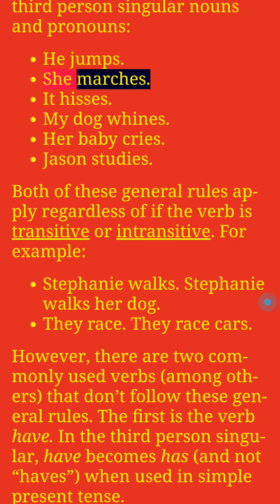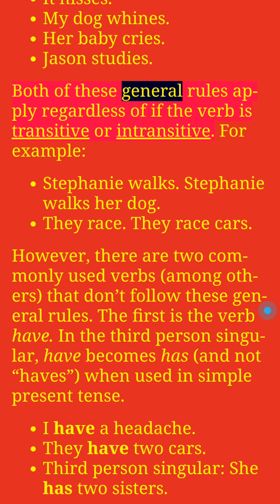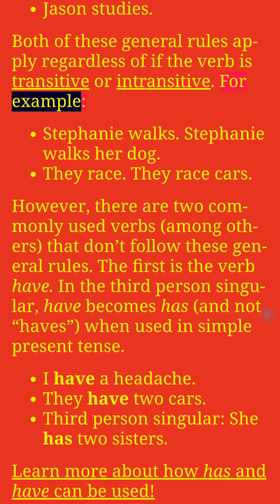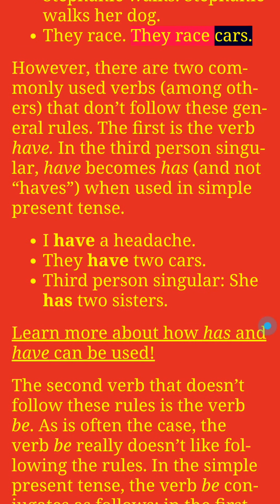He jumps. She marches. It hisses. My dog whines. Her baby cries. Jason studies. Both of these general rules apply regardless of if the verb is transitive or intransitive. For example, Stephanie walks. Stephanie walks her dog. They race. They race cars.